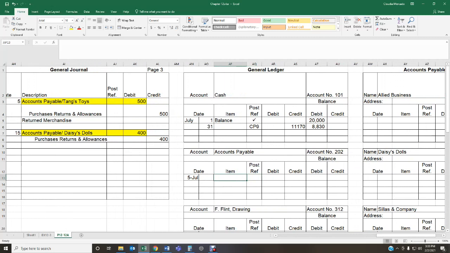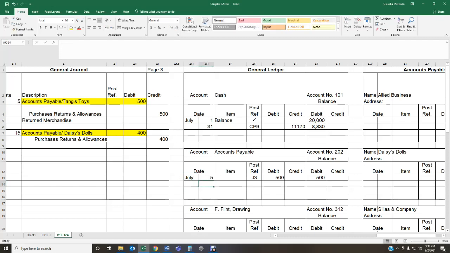So we have two transactions dealing with accounts payable. The first one is July the 5th. This is coming from J3, and the amount is 500 debit. So I'm going to carry that over.